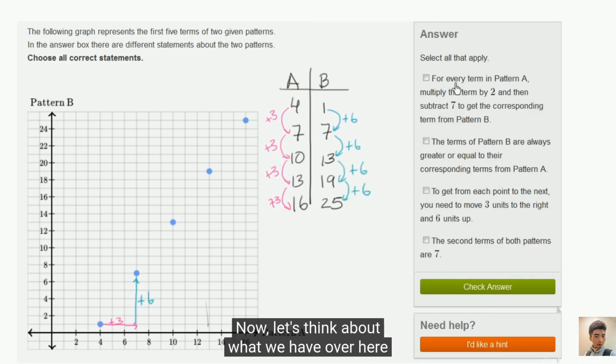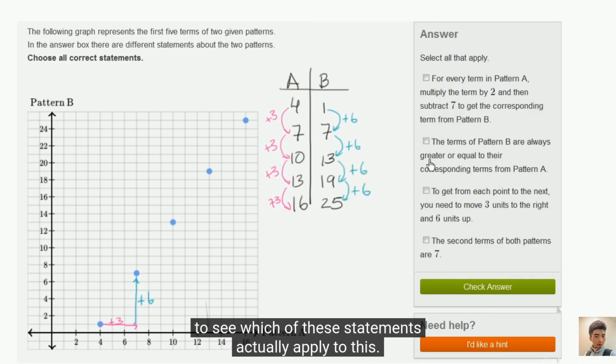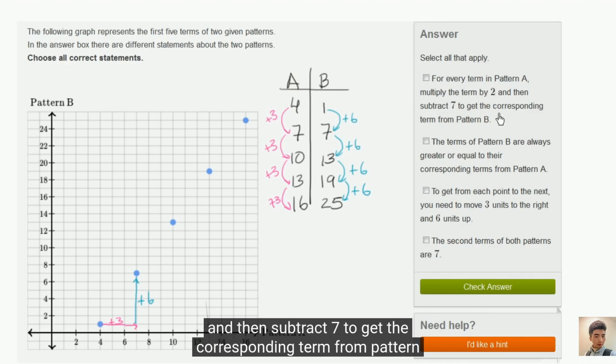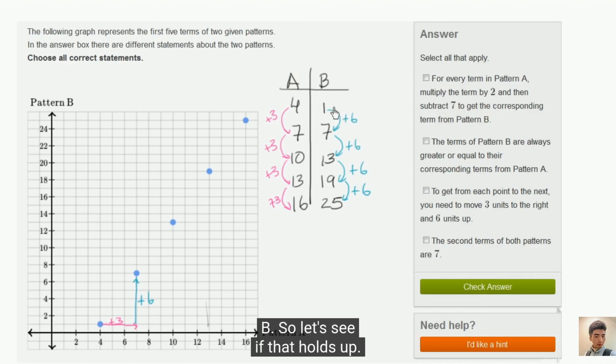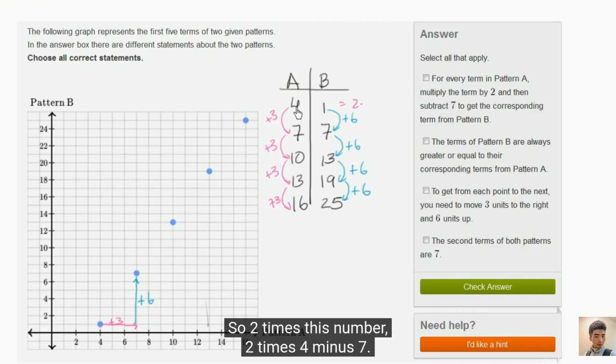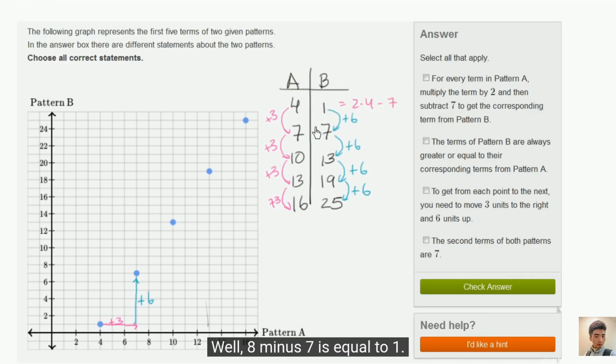Now let's think about what we have over here to see which of these statements actually apply. For every term in pattern A, multiply the term by 2 and then subtract 7 to get the corresponding term from pattern B. So let's see if that holds up. If this was true, I should be able to take this, multiply by 2, and subtract 7 and get that. Is 1 equal to 2 times 4 minus 7? Well, 8 minus 7 is equal to 1.